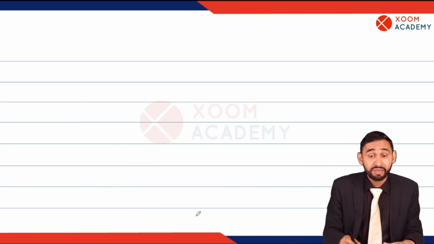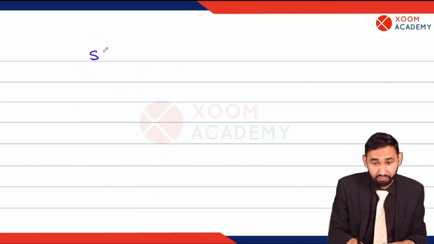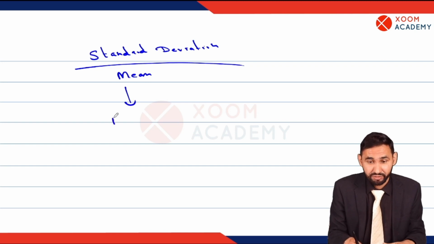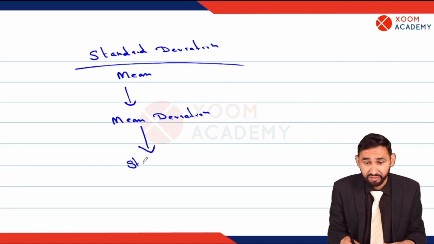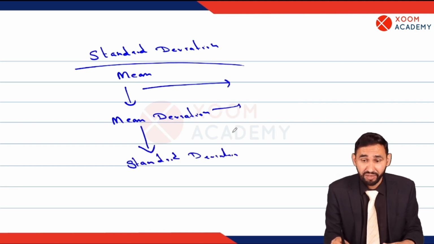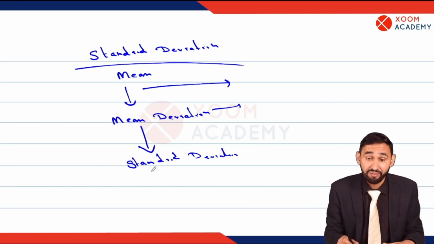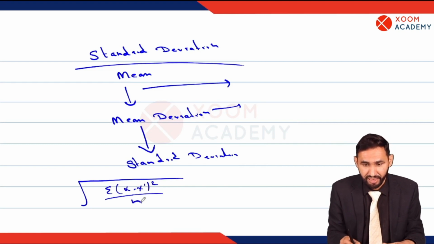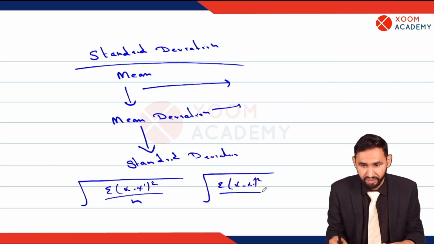Then how will we calculate standard deviation? To calculate standard deviation, first we need to calculate the mean. Then we need to calculate the mean deviation. Then we will calculate the standard deviation. Mean is the simple average. Mean deviation is deviation from the mean. When we take the square, we calculate standard deviation. The formula of standard deviation is the square root of summation x minus x bar squared divided by n, or summation x minus x bar squared divided by n minus 1.